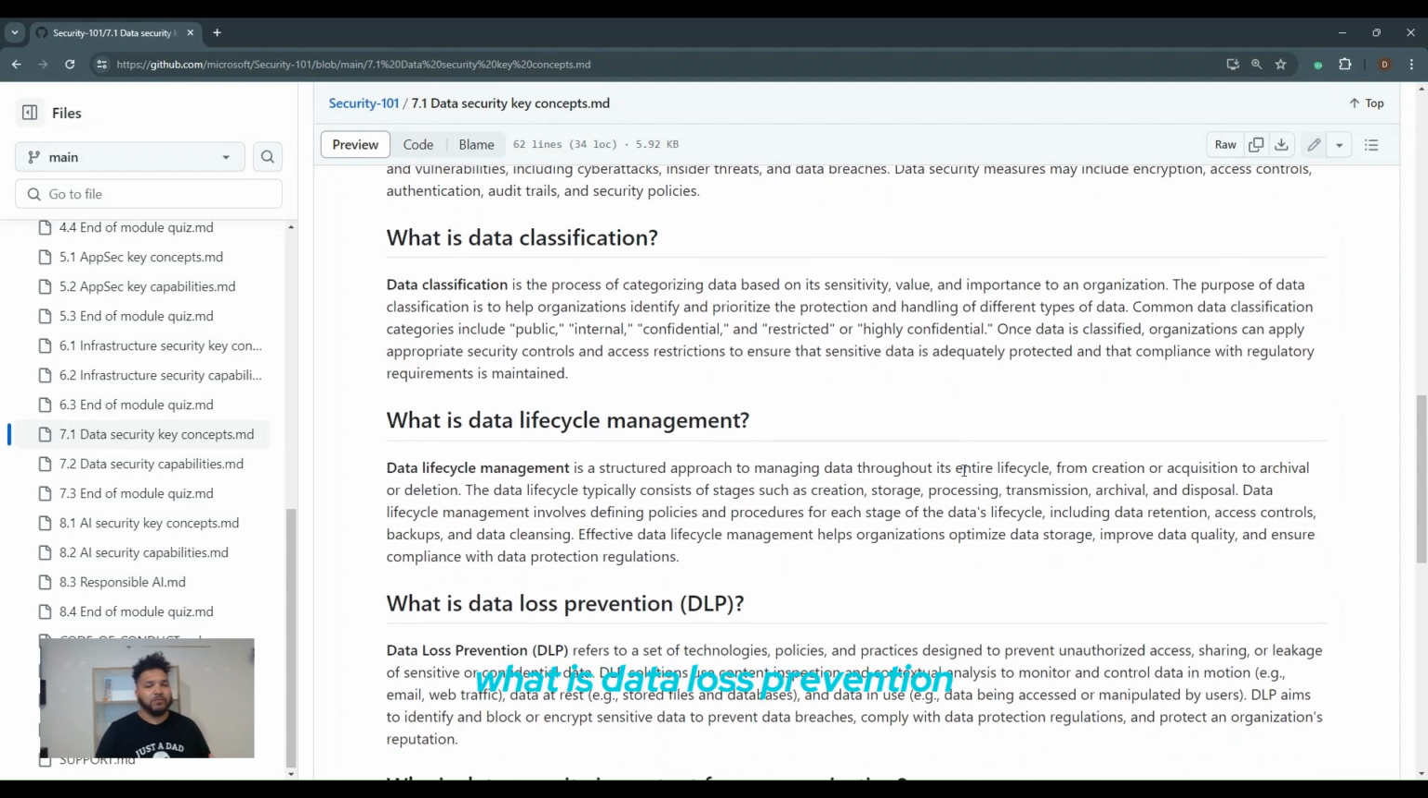What is data loss prevention, otherwise known as DLP? It refers to a set of technologies, policies, and practices designed to prevent unauthorized access, sharing, or leakage of sensitive or confidential data. DLP solutions use content inspection and contextual analysis to monitor and control data in motion, e.g., email and web traffic, data at rest, data in use, and just all data. DLP aims to identify and block or encrypt sensitive data to prevent data breaches, comply with data protection regulations, and protect an organization's reputation. DLP is so important.